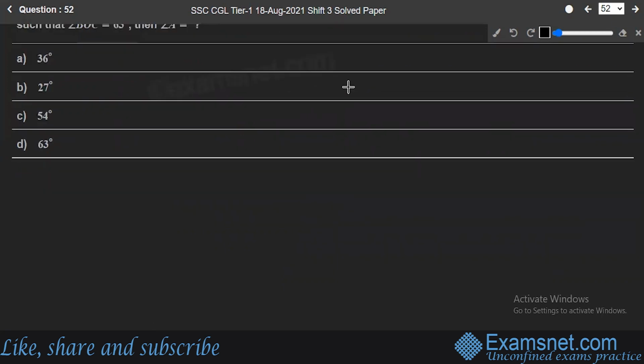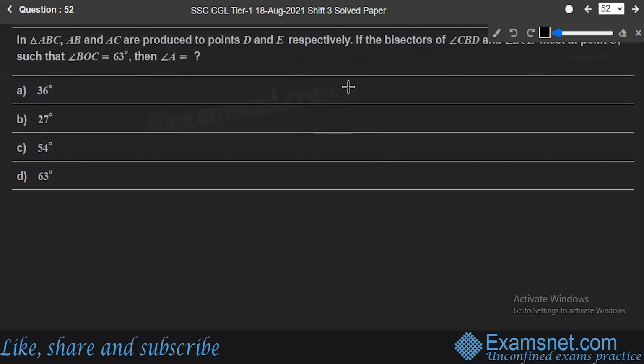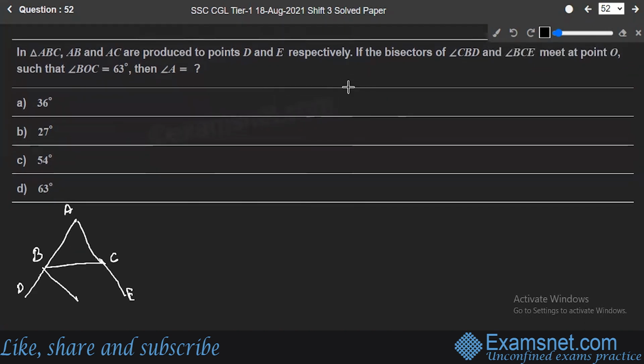Let's make the figure. So I'll make the figure over here. This is a triangle ABC. AB is produced to point D, AC is produced to point E. If the bisectors of CBD, so this is the angle CBD, and BCE meet at O. So according to the question, this is point O, such that angle BOC is equal to 63 degrees.